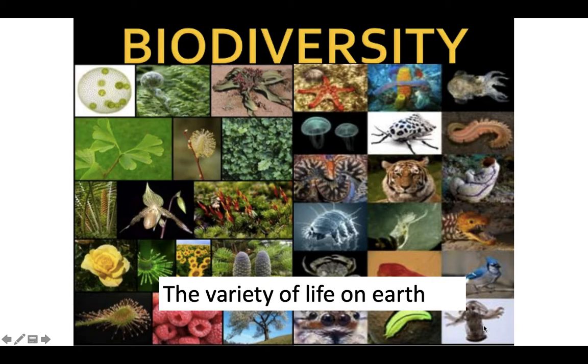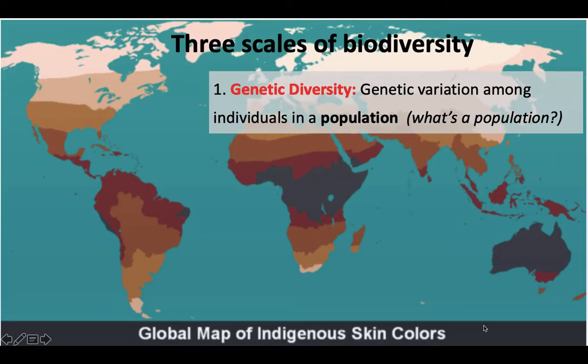So biodiversity is a pretty simple concept. It's the variety of life on Earth. How many unique different species are there on Earth? From plants to animals, fungi, bacteria, you name it. But there are three scales of biodiversity that are important to distinguish. The smallest scale is genetic diversity. And genetic diversity is the genetic variation among a population, the uniqueness of your DNA.